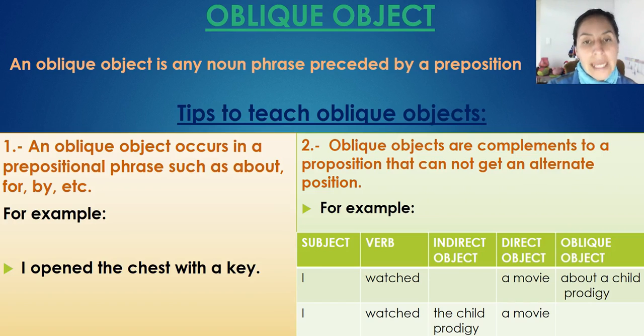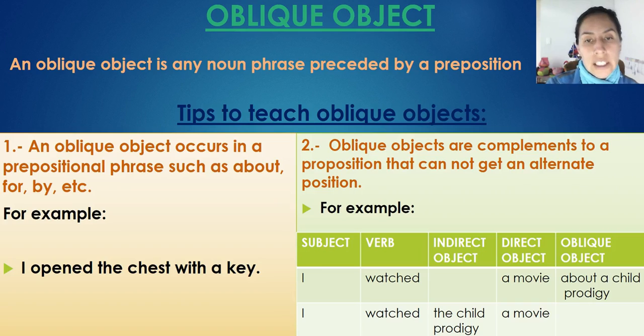Oblique object. That type of object was recently implemented by syntax, and an oblique object is any noun phrase preceded by a preposition. There are two tips to teach oblique objects. One tip for teaching oblique objects is to explain the most important characteristic for recognizing them. So an oblique object occurs in a prepositional phrase such as in, for, about, etc. For example, I opened the chest with a key. The chest is the direct object, and the phrase with a key is the oblique object.